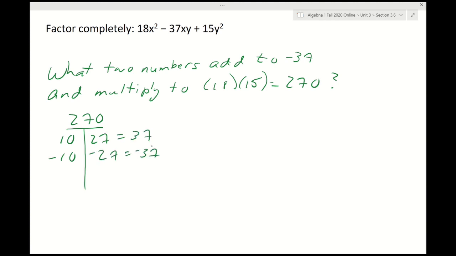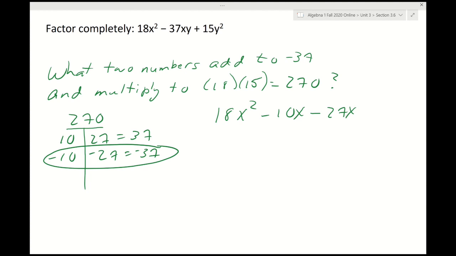And we got pretty good to begin with on this one. So now we can break this up into 18x squared minus 10xy minus 27xy plus 15y squared. Now these should actually be xy's. That's what we have here in the middle. Well, let's see what we have here.